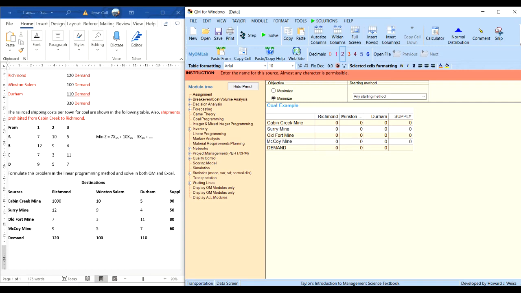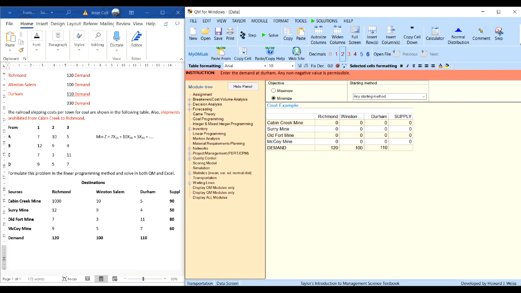Now our demand, again, we have it because we've taken the time when analyzing the problem to do it properly. We took the time to write essentially all of the relevant information we needed in one place. So we can enter our demand right now. Richmond demands 120 tons of coal. Winston-Salem demands 100 tons. And Durham requires 110 tons of coal.